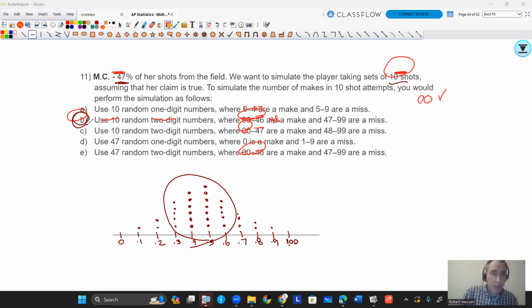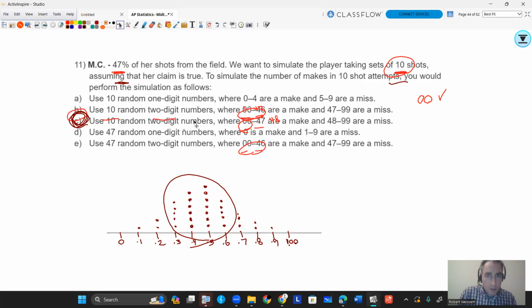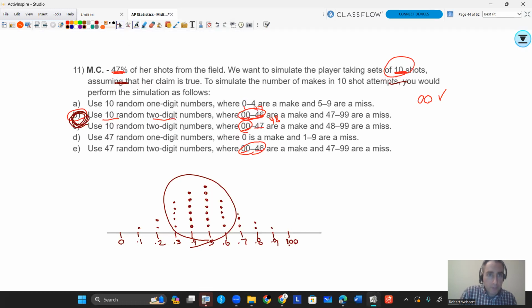But again, it's going to be answer choice B because we want to simulate, and I got my numbers all kind of misaligned here, but we want to simulate there we go, the 47% here. So you want to pick 00 to 46 because 00 counts as 1. All right, let's go on to the next question.